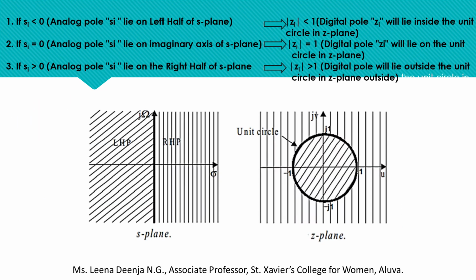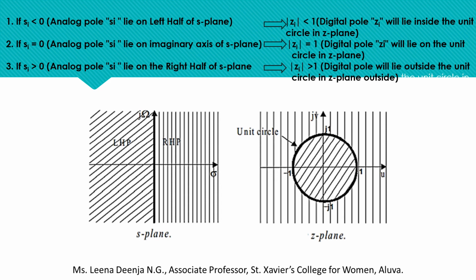Now we have three different cases. First one is if our sigma_i is less than 0. That means analog pole s_i lies on the left half of the S plane. Then modulus of z is less than 1. That is, digital pole z_i will lie inside the unit circle in Z plane.